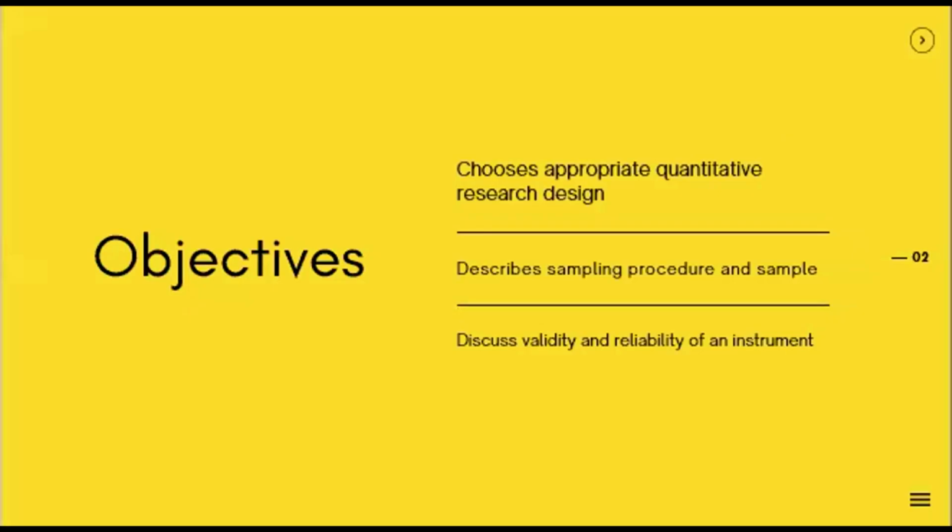In this lesson, the objectives are the following. Choose an appropriate quantitative research design, describe the sampling procedure and sample, and also discuss the validity and reliability of an instrument. Are you ready for our discussion? Now let's begin.